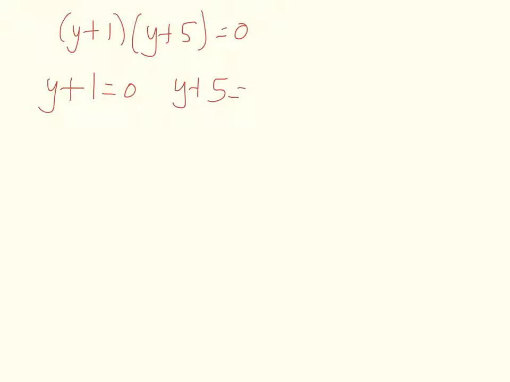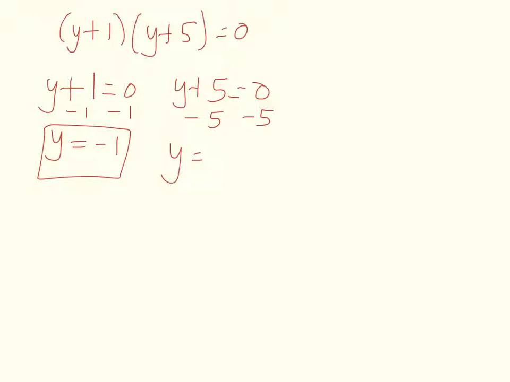So if I have y plus 1 times y plus 5, and that's equal to 0, I'm going to set each factor equal to 0, and I'm going to solve. So y, if I want to solve this first equation, I'm going to subtract 1 from both sides, so I have y equals negative 1. And if I want to solve this equation, I subtract 5 from both sides, so I have y equals negative 5. So negative 1 or negative 5.